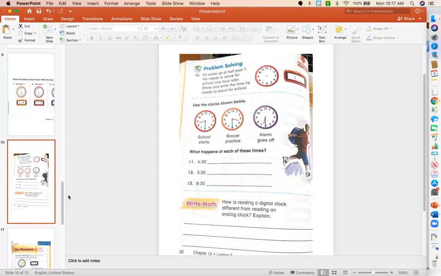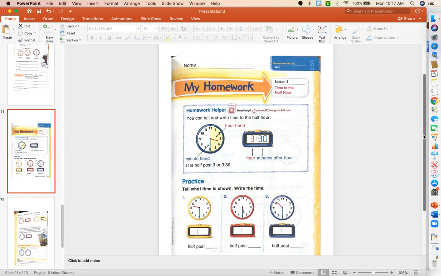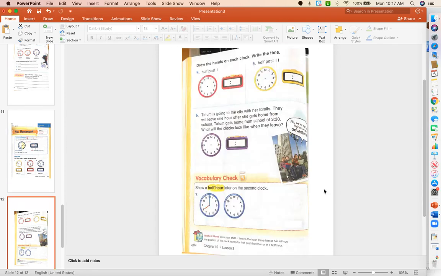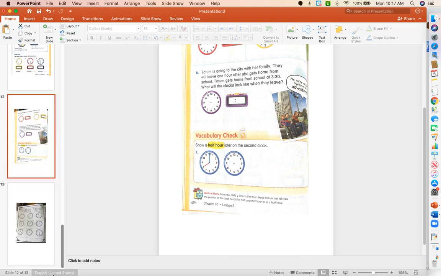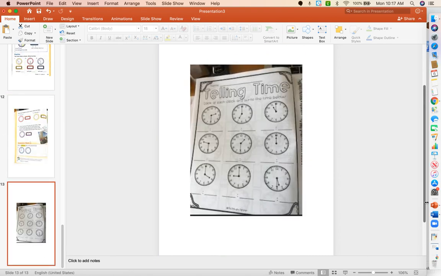Today, you have two choices for your homework. Your first choice is this page right here, page 603 and page 604. Or you may also do the page that looks like this, telling time in your packet. Either one is okay. Remember, wild animals, they can do all 3 pages.